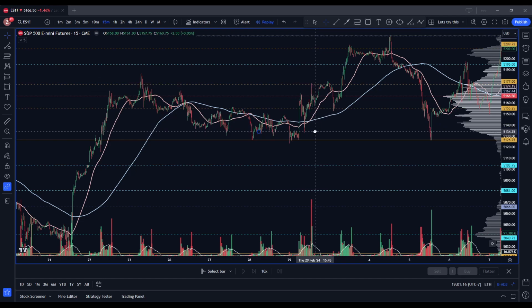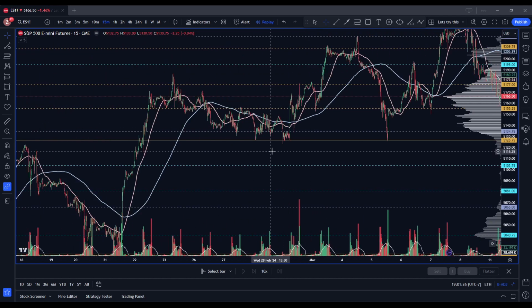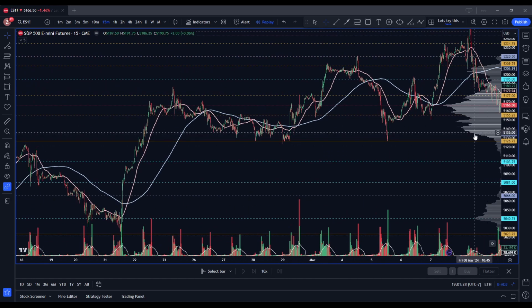You just want to be very selective with this. The only reason I'm doing this is there are SR flips over here and lots of congestion, very tight congestion in these areas. So yeah. Also the beginning of the volume node as well. I see.